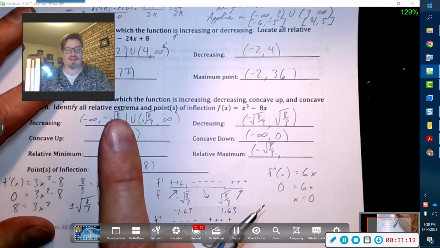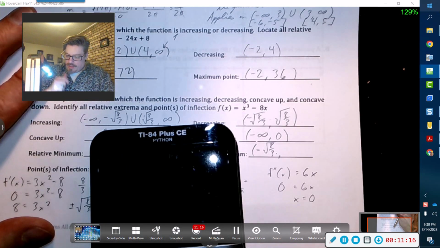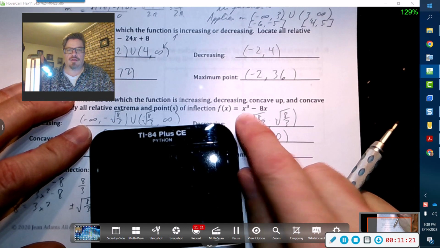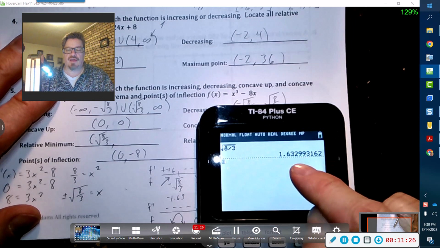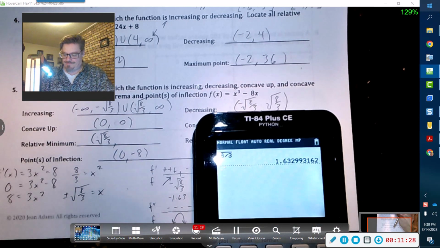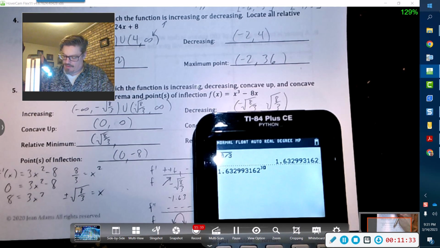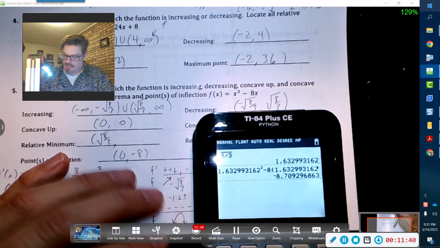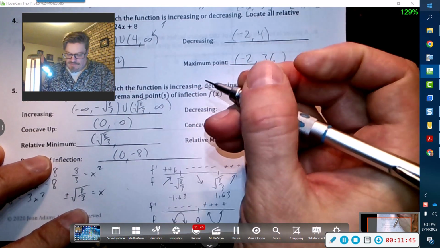Then we just have to plug those in to see what we get. Can I do this? No, I can't, this is going to be messy. So let's just use this value there, and we're going to copy this guy, raise him to the third power, minus 8 times that value again, and I get negative 8.71. And that was at the positive version.